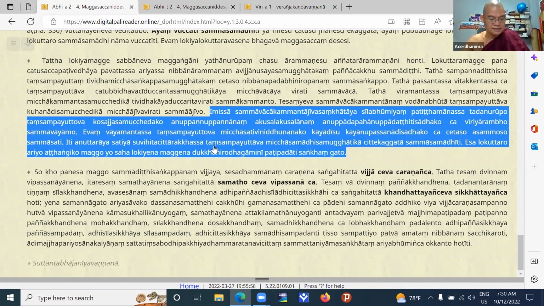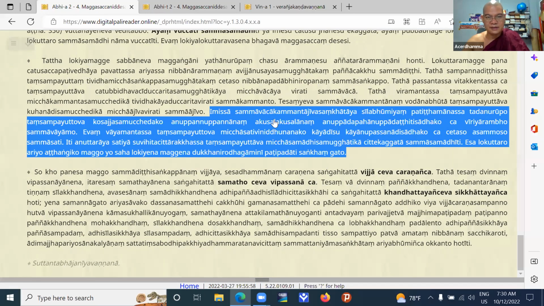So what is the function of samma samadhi? Cittekaggata is called samma samadhi. This is the conclusion of the above. So this paragraph mentions the lokuttara Ariya Atthangika Magga.